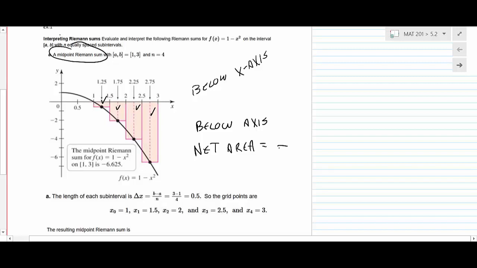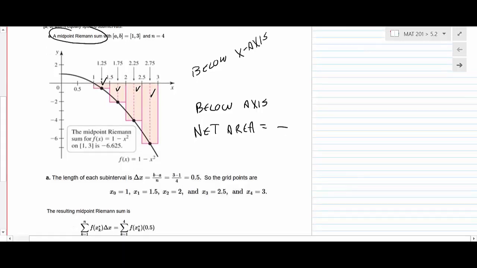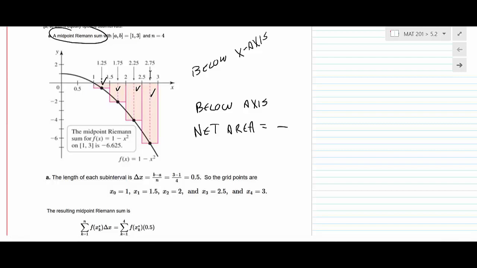This right here does not show you that so much, because if you went through and did all of these rectangles and found the areas and added them up, you would get a positive number, but we define the net area to be negative if it's all below the x-axis. Now once we get into the calculus, that'll begin to make a little bit better sense to you.